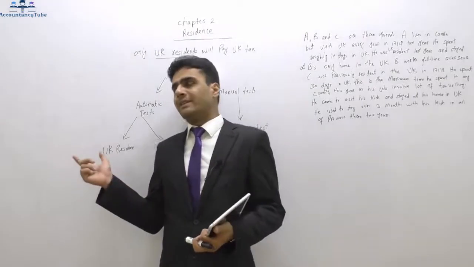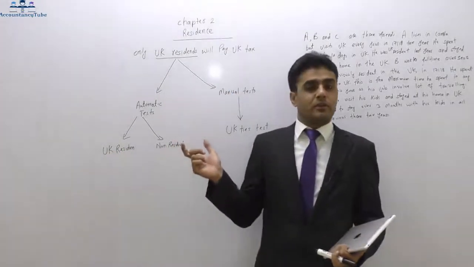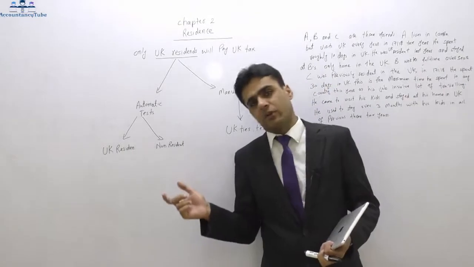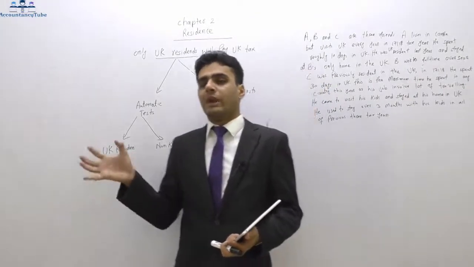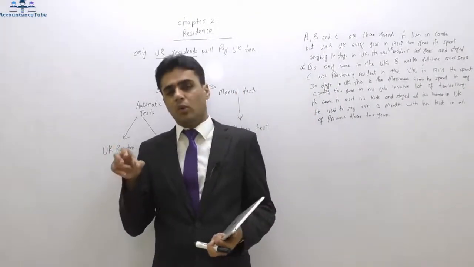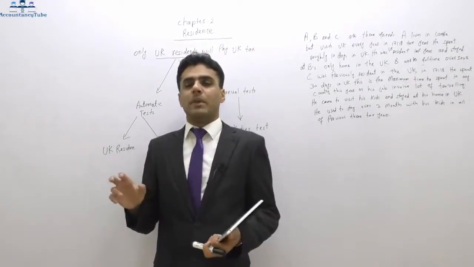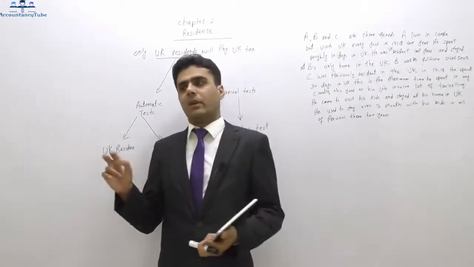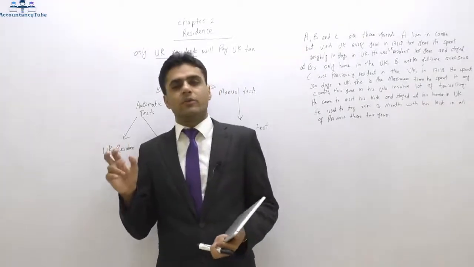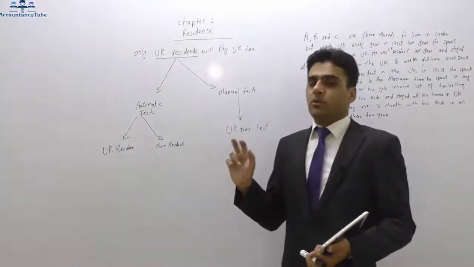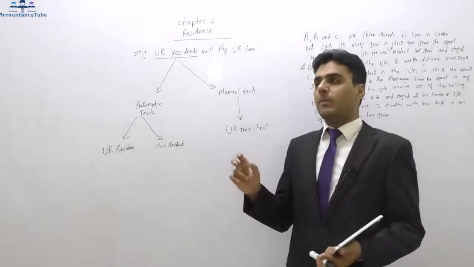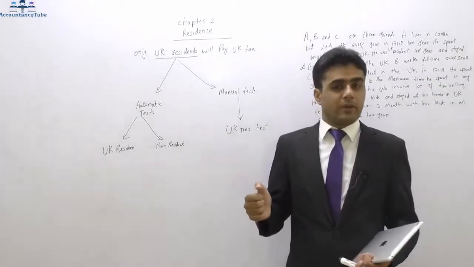So as far as this paper is concerned, F6 taxation, as we know, it is UK taxation. So the people who are living in the UK, only those people are liable to pay UK tax. Not the people who are living in India, Canada or the US or wherever. They don't have to pay UK tax. Only people who are living in the UK will have to pay UK tax.